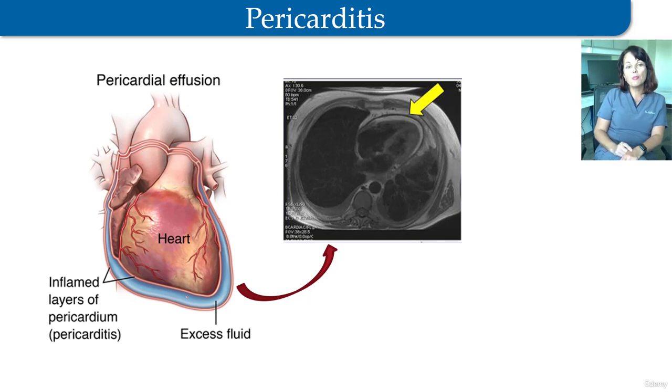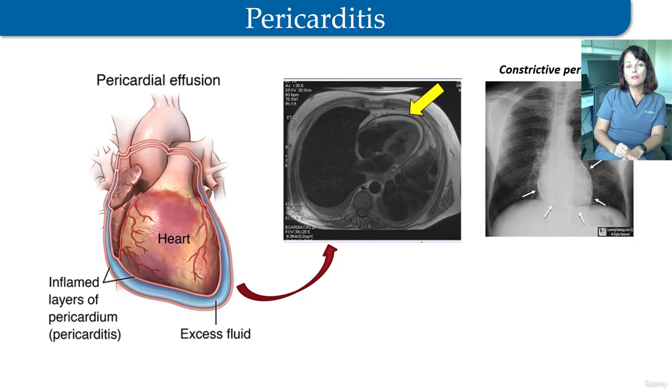In some cases, pericarditis can become a long-term condition, causing scarring of the pericardium, which restricts the heart's movements. This condition is known as constrictive pericarditis. Constrictive pericarditis is sometimes treated by surgically removing the pericardium, and the procedure is called pericardiectomy.